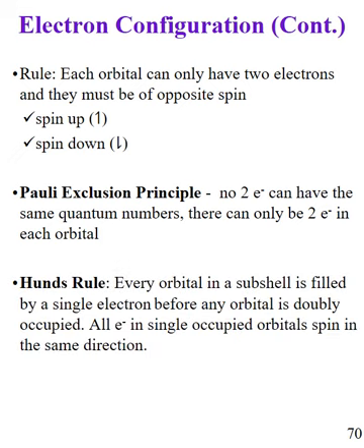And another rule, you have Hund's rule. Every orbital in a subshell is filled by a single electron before any orbital is doubly occupied. All electrons in singly occupied orbitals spin in the same direction. For example, let's say you have a p orbital, or I should say a p subshell. How many orbitals does it have? It has a total of 3 orbitals. So these lines represent orbitals.